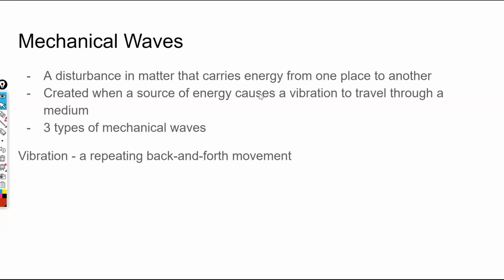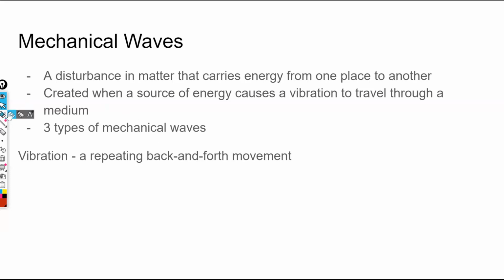So when we talk about waves in terms of physics, which waves you've all heard of, most of the time it's just those waves in the ocean, which is a type of wave in general. But we're first going to look at what we call mechanical waves. A mechanical wave is a disturbance in matter that carries energy from one place to another. So it's some disturbance that allows energy to go from point A to point B. And this is created when a source of energy causes a vibration to travel through a medium. We'll describe what a medium is in a second. But it's when you have some sort of input of energy, it has a vibration that causes that energy to travel through a medium. And there are 3 types of mechanical waves we'll talk about, and one other wave that we'll mention at the end very quickly.